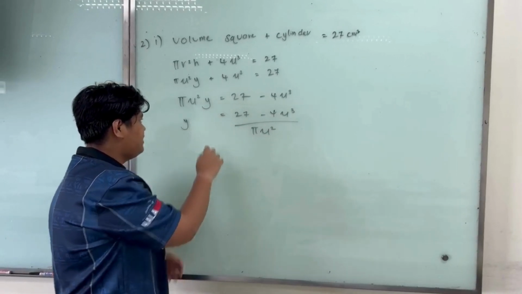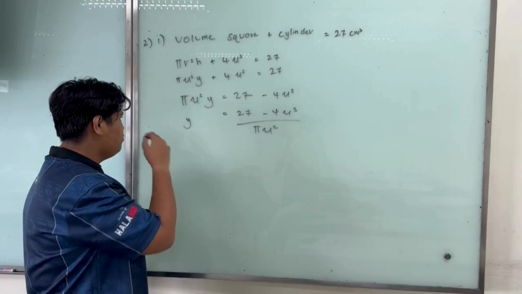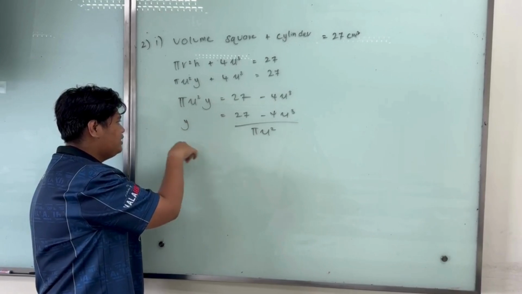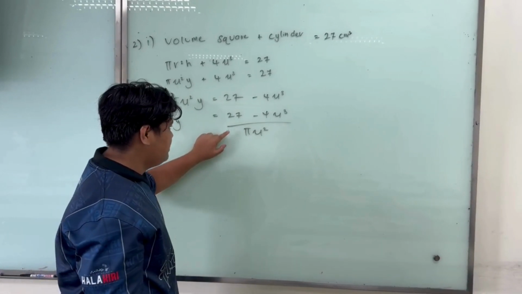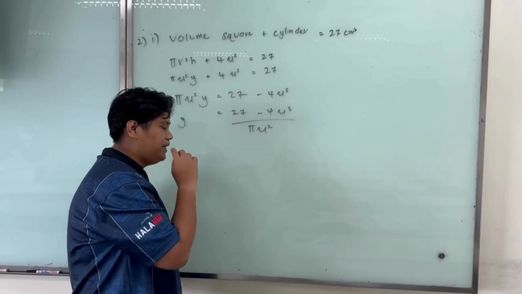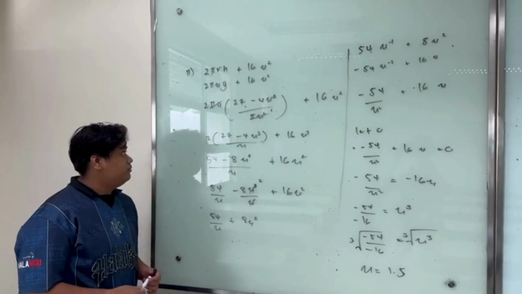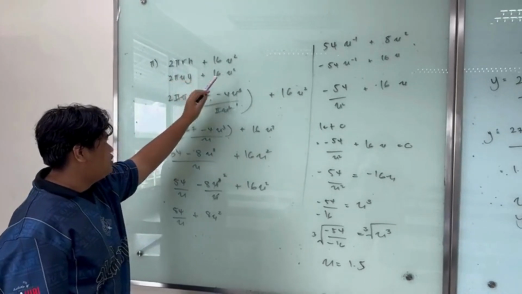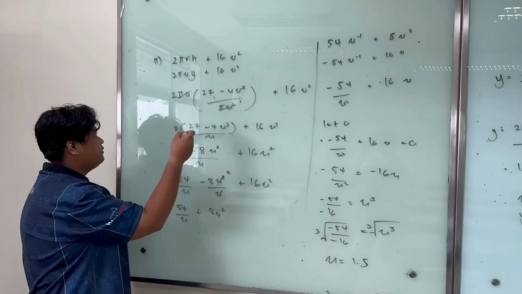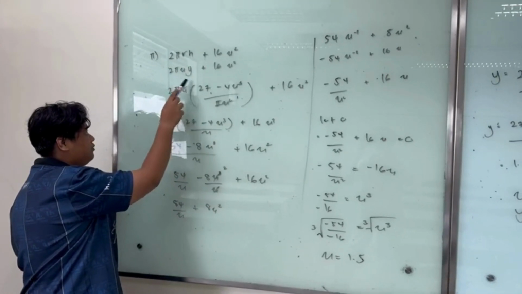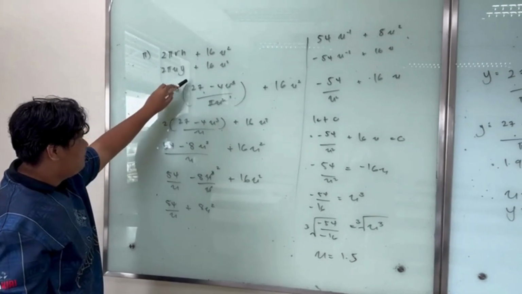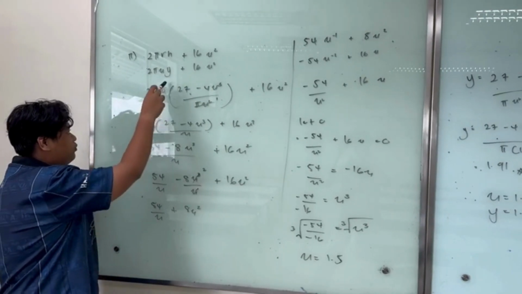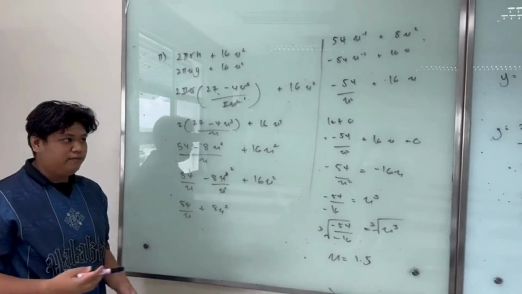After this, we need to single out y. So we need to bring pi x squared to the other side also. So our last equation is y equals 27 minus 4x cubed over pi x squared. For Roman 2, we get the equation 2 pi r h plus 16x squared. So we need to again substitute r and h with x and y. So we get 2 pi x y plus 16x squared. After that, we need to put this y into the earlier equation that we got from Roman 1.